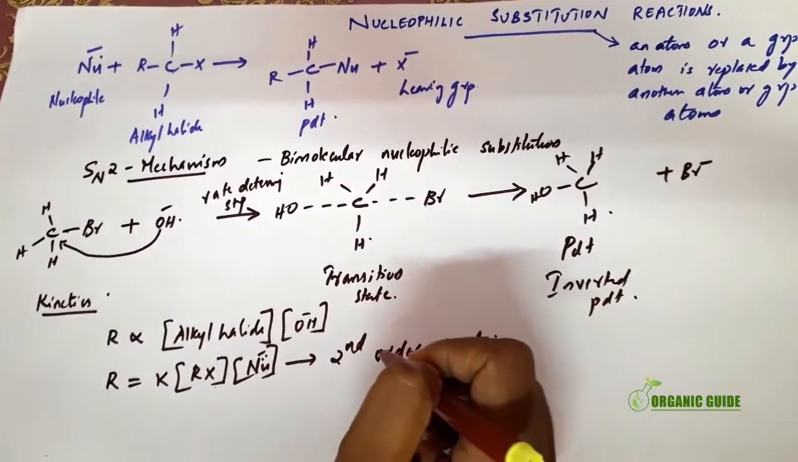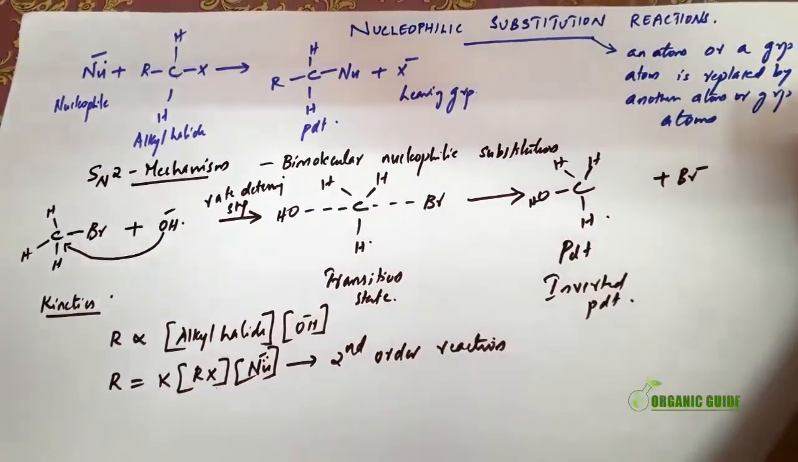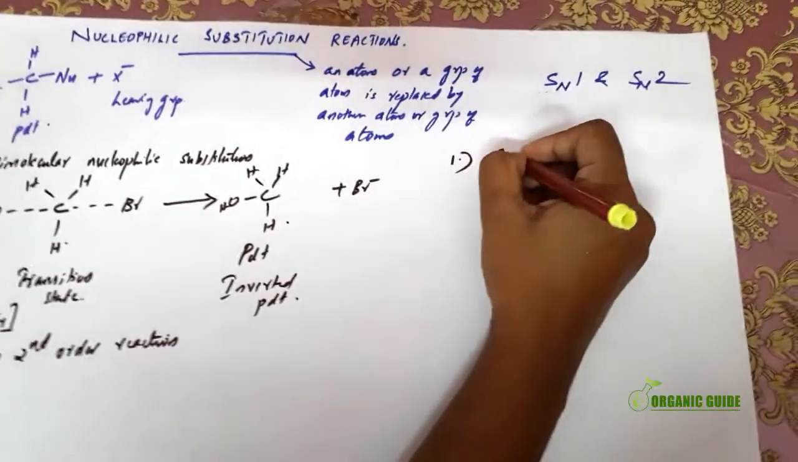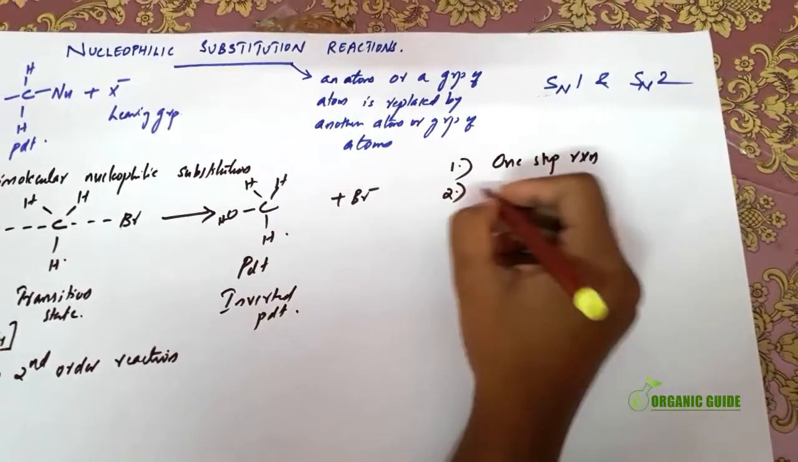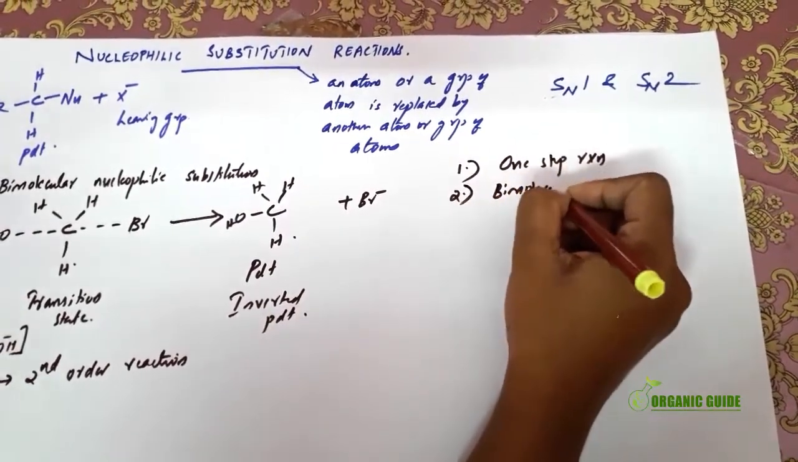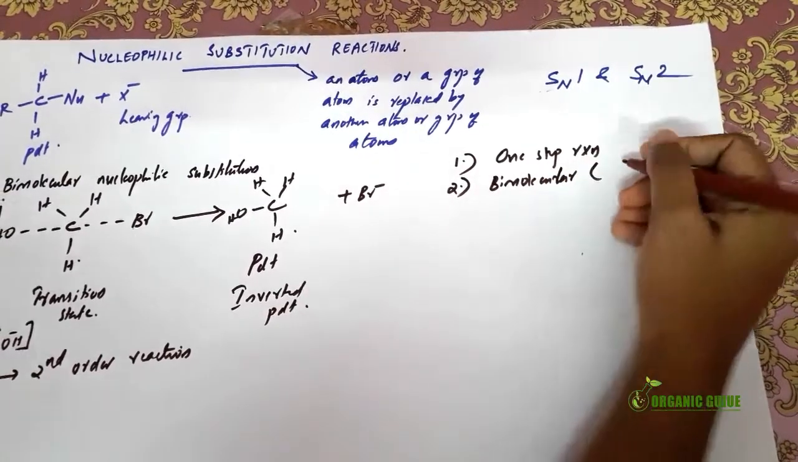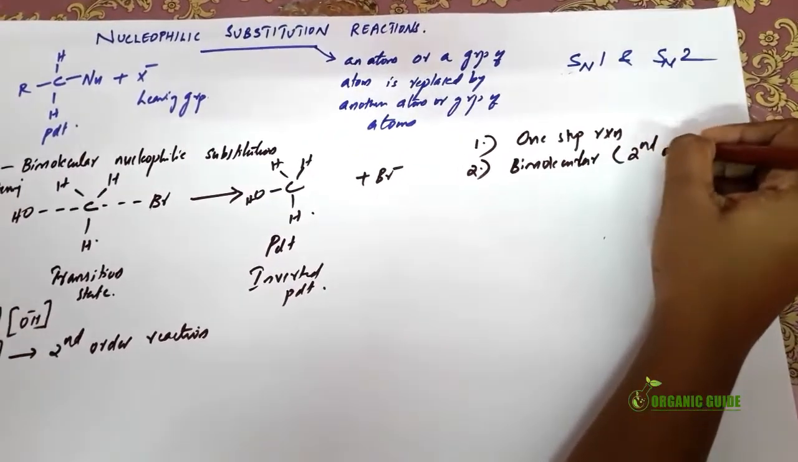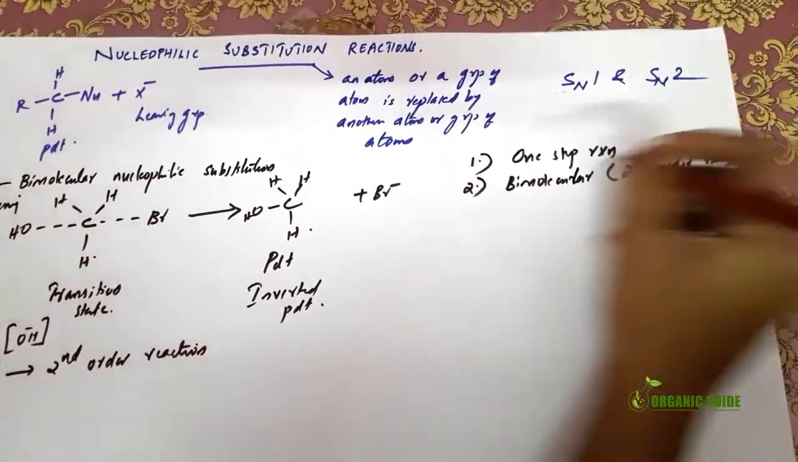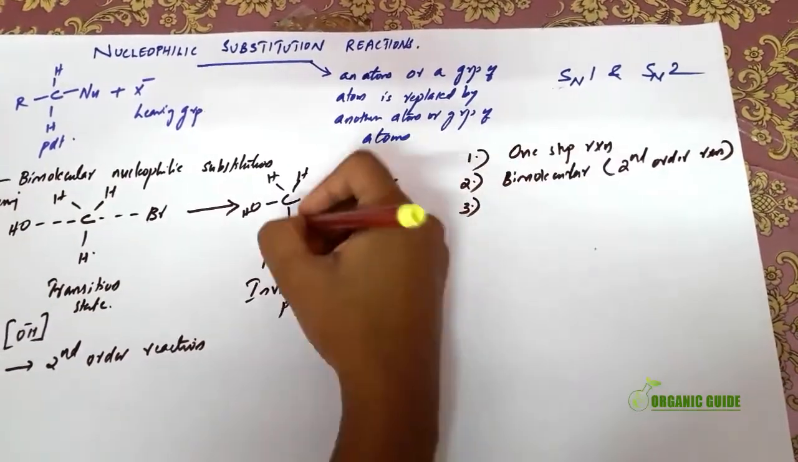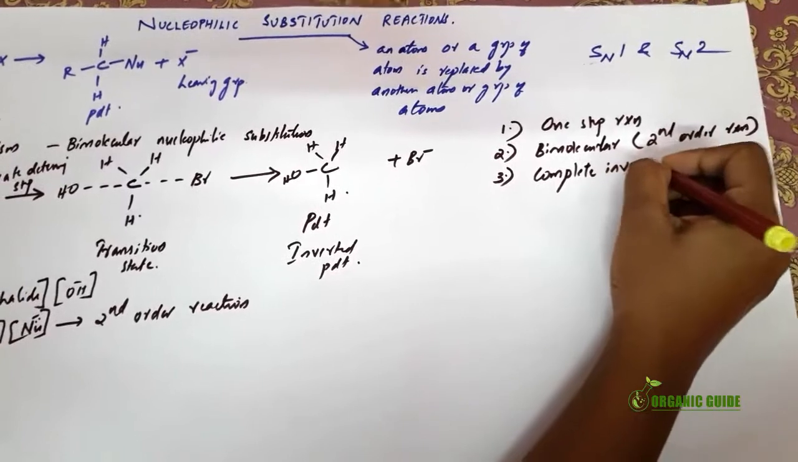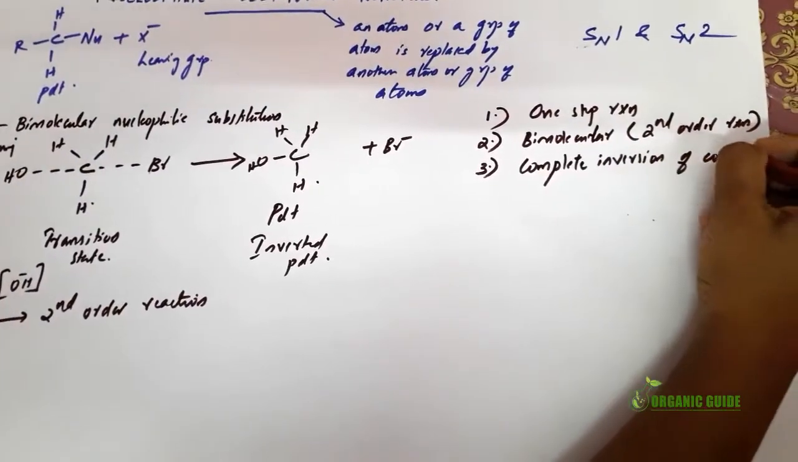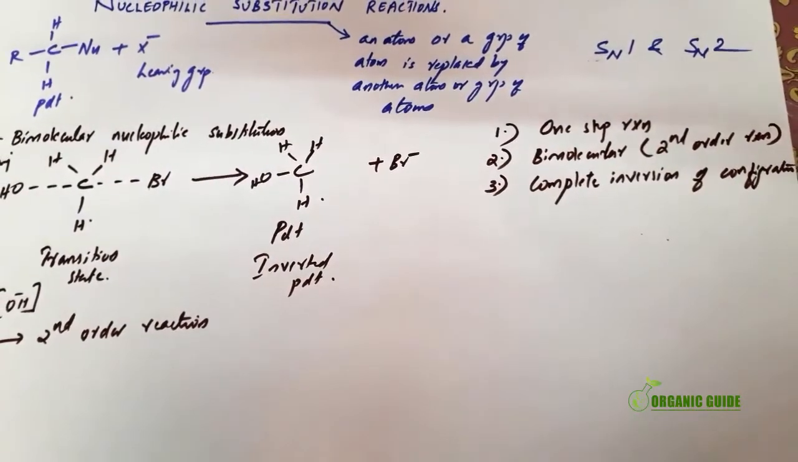So what are the characteristics of this SN2 mechanism? First one, it is a one-step reaction. Second, it is a bimolecular mechanism or second order reaction. Third characteristic is complete inversion of configuration. Okay, now we will move on to different alkyl halides.